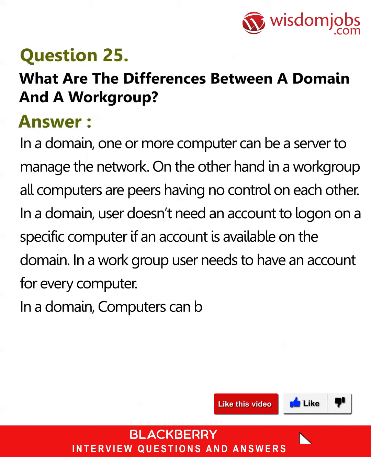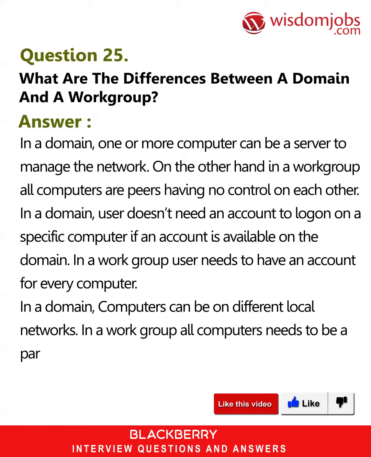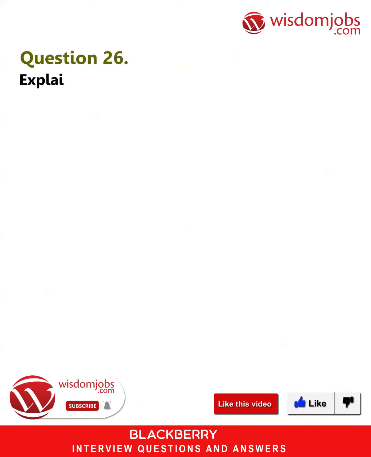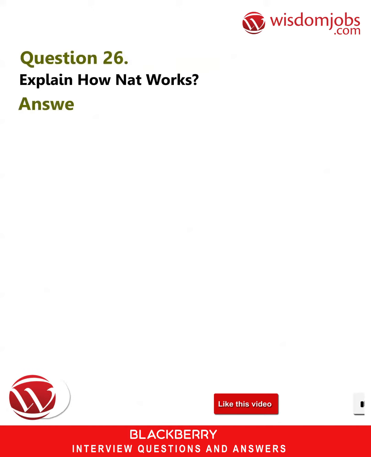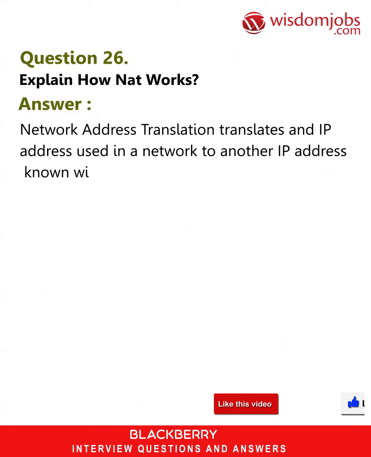In a domain, computers can be on different local networks. In a workgroup, all computers need to be part of the same local network. Question 26. Explain how NAT works. Answer. Network Address Translation translates an IP address used in a network to another IP address known within another network.